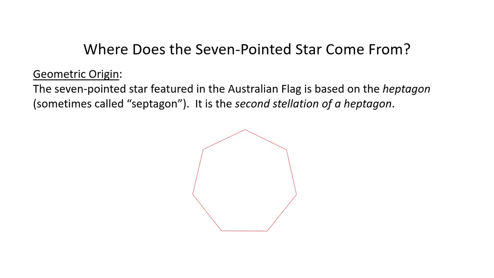To start off with, let's have a look at the geometric origins. The 7-pointed stars featured in the Australian flag are based on the heptagon, which sometimes also is called a septagon. Technically speaking, it's the second stellation of a heptagon.